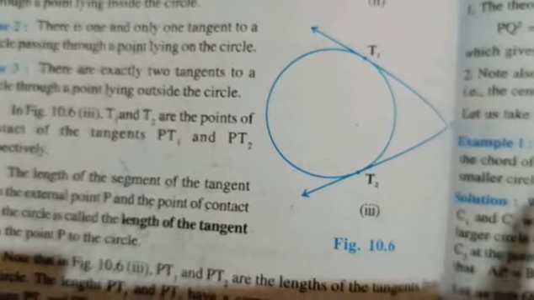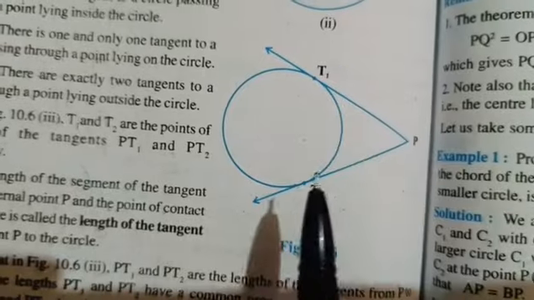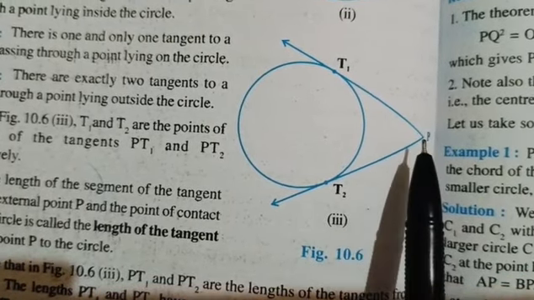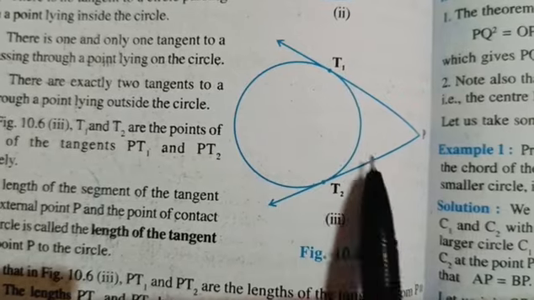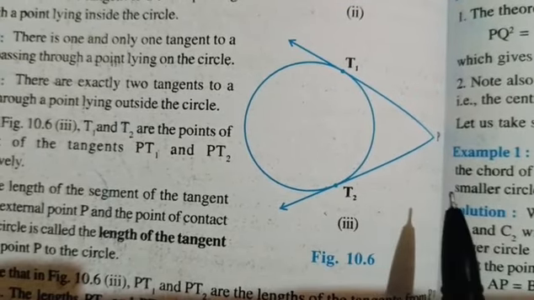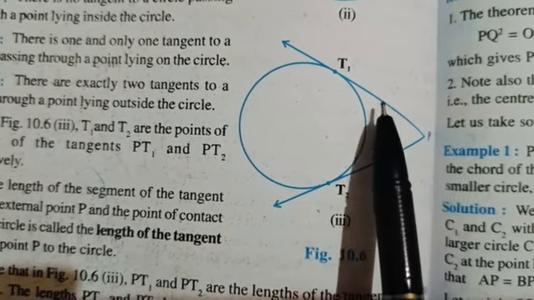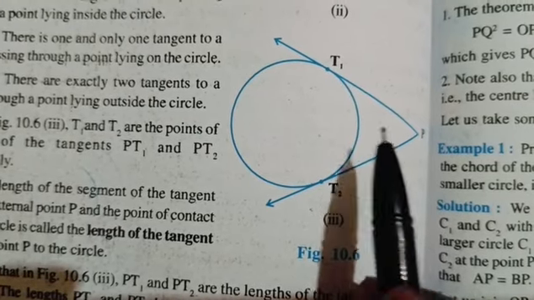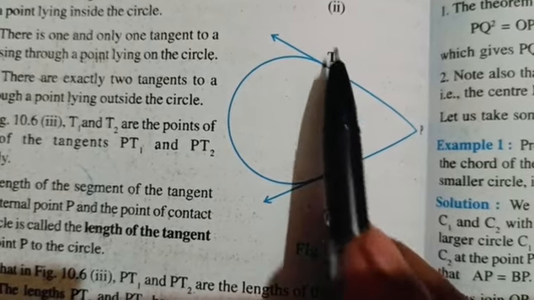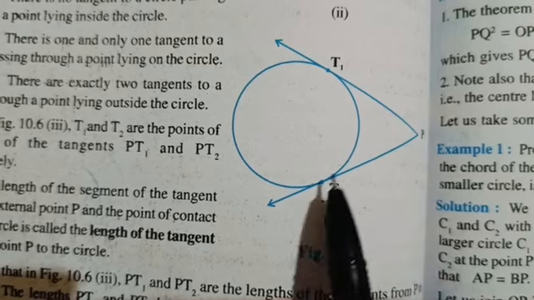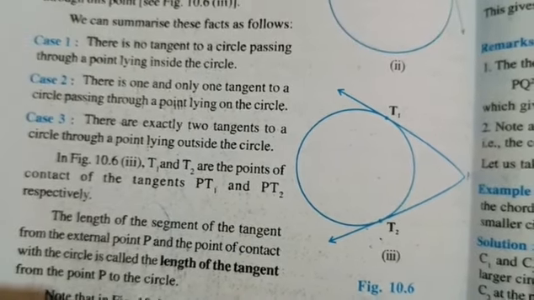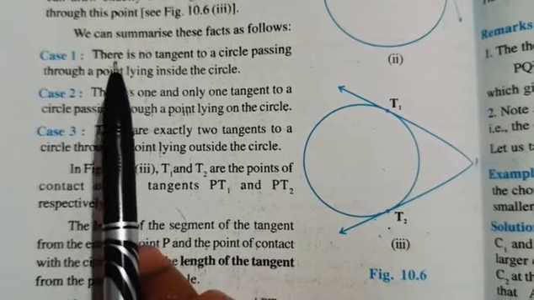And see here, P is a point outside of the circle. From this point we draw two tangents, PT1 and PT2. That means from a point outside we can draw how many tangents? Two tangents. And the lengths of these tangents, PT1, is always equal to PT2. Okay, students, understand this? And here we get three cases.